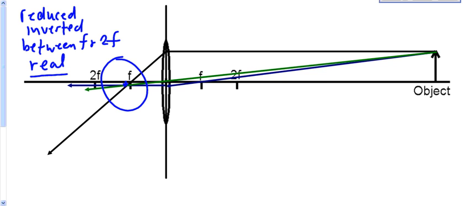So we would imagine that as the object goes towards infinity, the image would move towards the focal point because the rays are becoming more and more parallel. As we move closer and closer to 2F, then the image moves closer and closer to 2F as well. But I'm going to let you apply these same rules to your other diagrams.